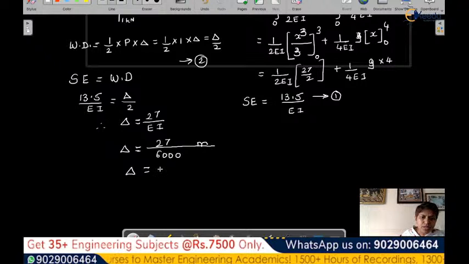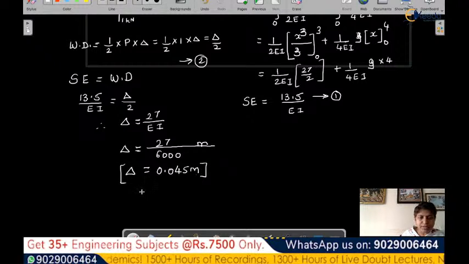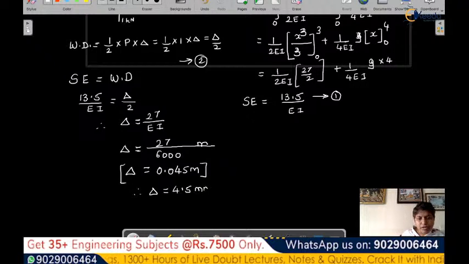So delta will be 0.045 meter, this is the answer in meters. In millimeters we can write it as delta is equal to 4.5 millimeter. So that is the deflection value.